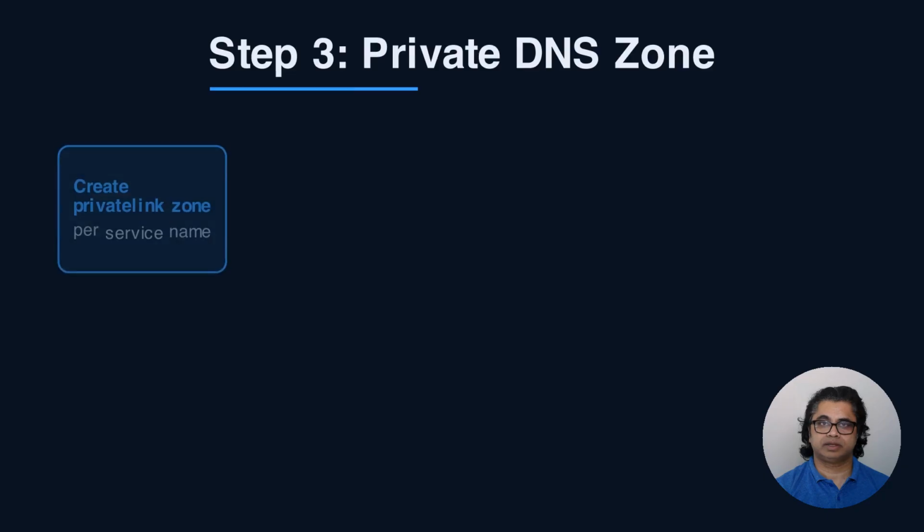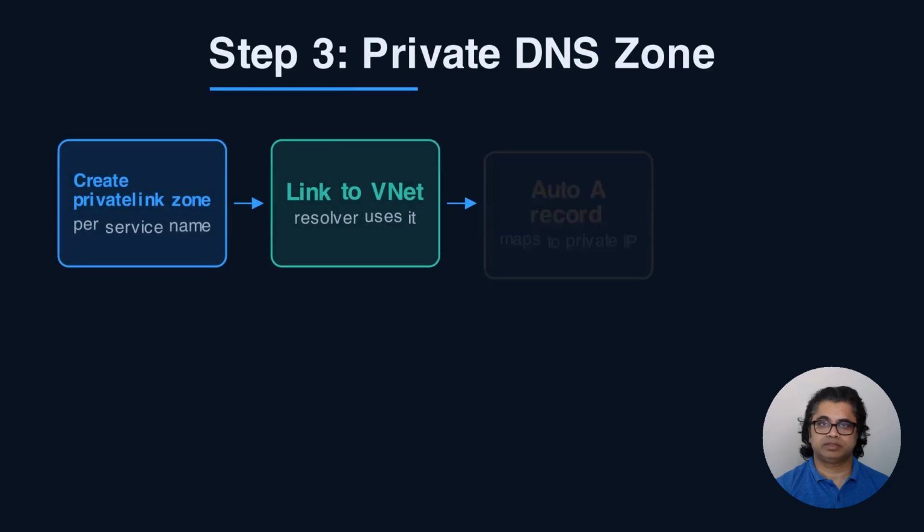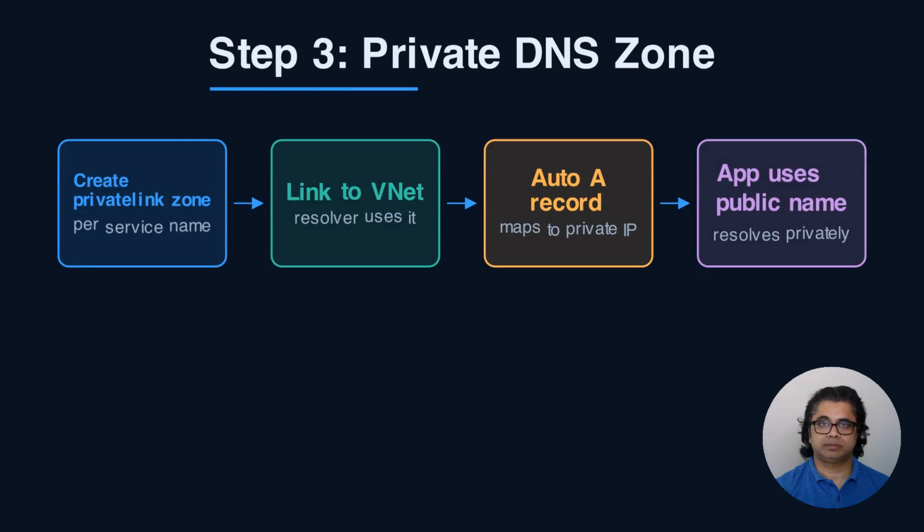This is the step that makes or breaks it. Your app still connects using the public hostname like myaccount.blob.core.windows.net. With a private endpoint, that name must resolve to the private IP instead of the public one.